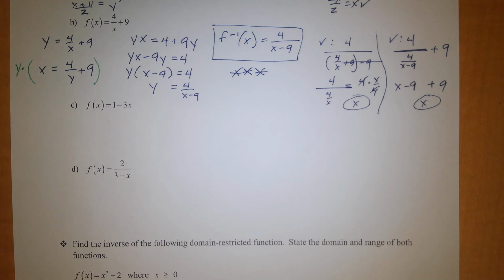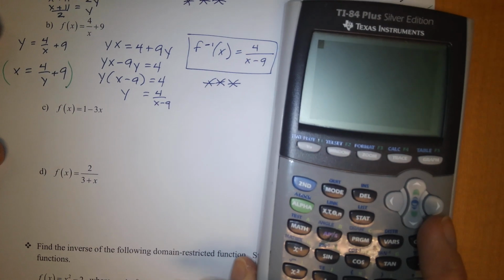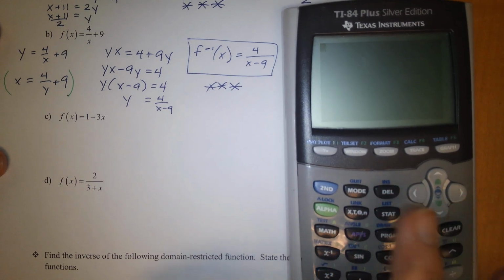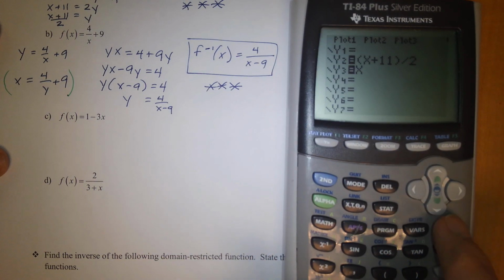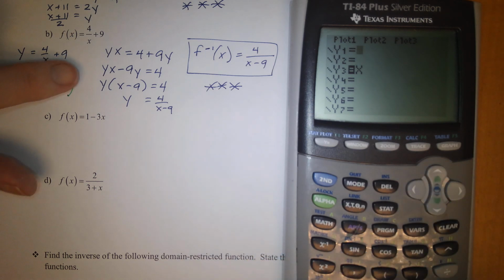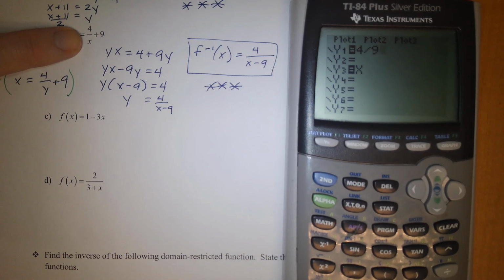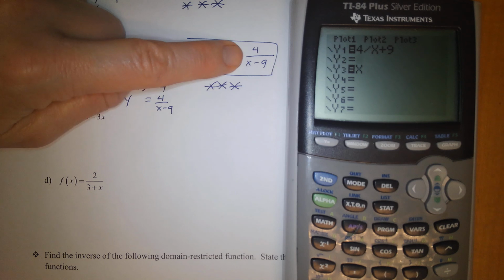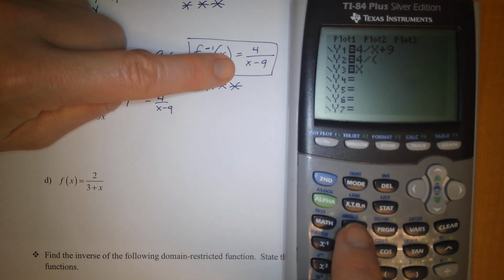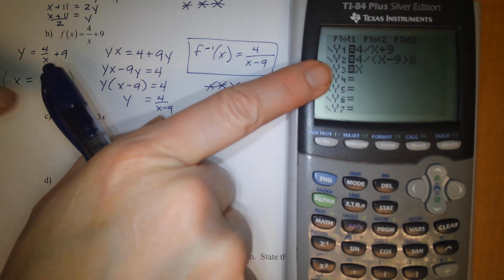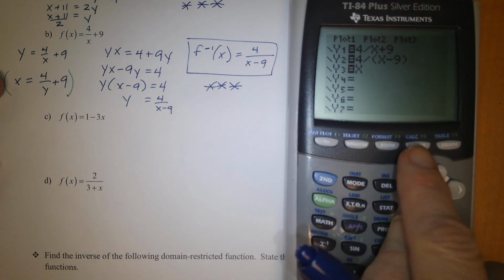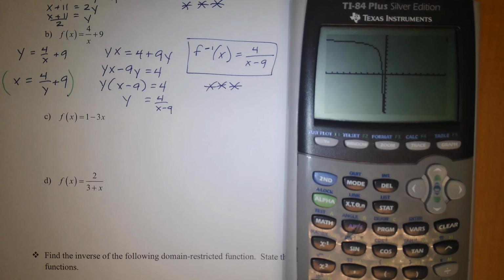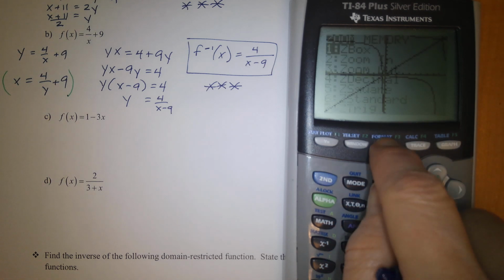Let's check it graphically to show you that it is the same. Alright, so the first one we have is 4 over x plus 9. The next one is the inverse, which is 4 divided by x minus 9. And then we have the symmetrical line last, third. So the first graph will be the function, then its inverse, and then the line of symmetry. Let's zoom that out a little bit.